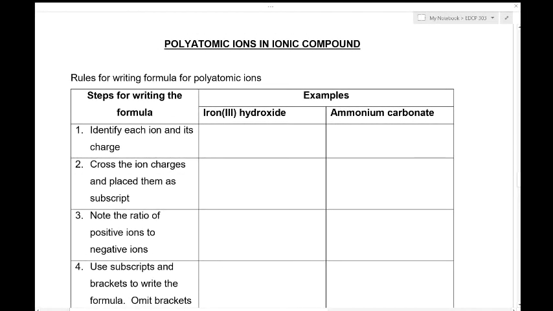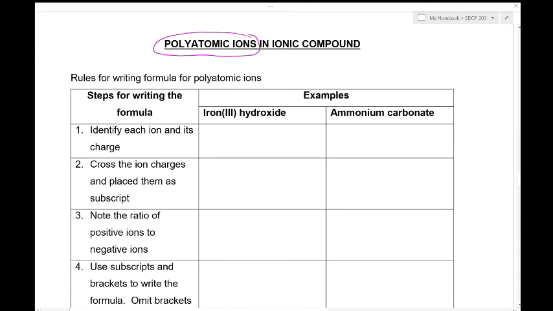Hello class! Today we're going to learn how to write formulas for polyatomic ions. Polyatomic ions are ions that are found on the back of the periodic table. If you take a look at the back of the periodic table, that is where all the polyatomics are. These are ions that have more than one non-metal element bonded together to form a polyatomic ion. Now keep in mind, because they're bonded together, they exist as one.